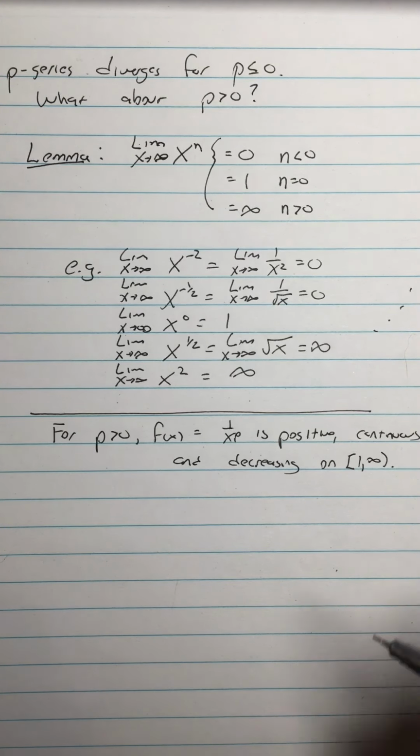If p was equal to 1, what would the antiderivative be? It would be ln of x. That's how we're going to handle that case separately. We're going to handle every real number except 1 right now.